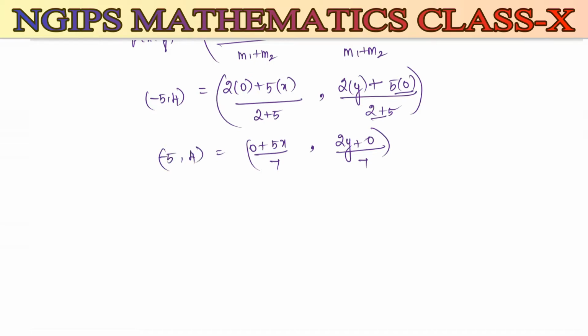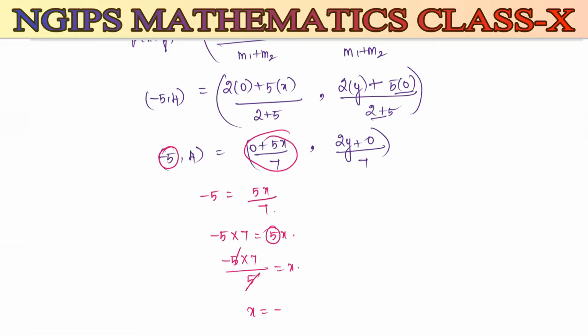Just we have to compare the coordinates value. So when you compare here minus 5 and this particular value, minus 5 is equal to 5x divided by 7. So just we are going to do that cross multiplication. Minus 5 into 7 is equal to 5x. So here when you shift this particular 5 to the opposite side, it will come division. Minus 5 into 7 divided by 5 is equal to x. Here 5 it will get cancelled, so x is equal to minus 7 we'll get.